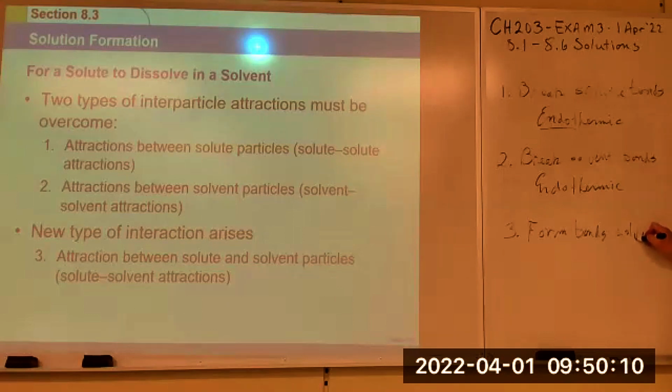Solute and solvent. Is that still picking it up? Yeah.